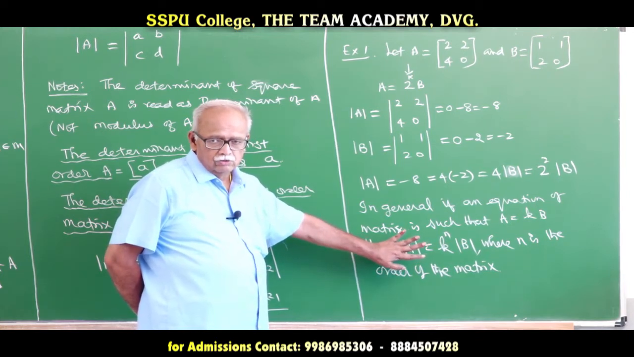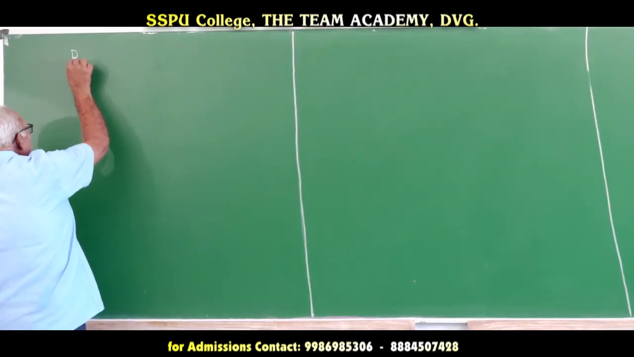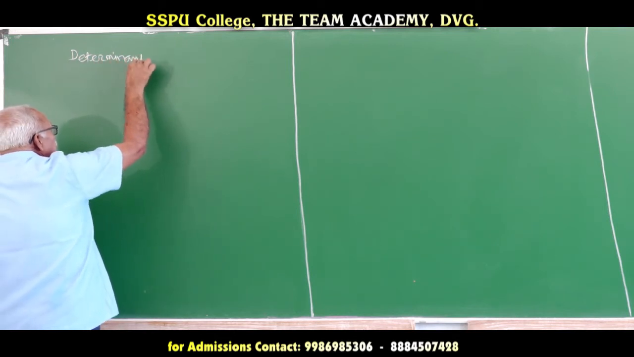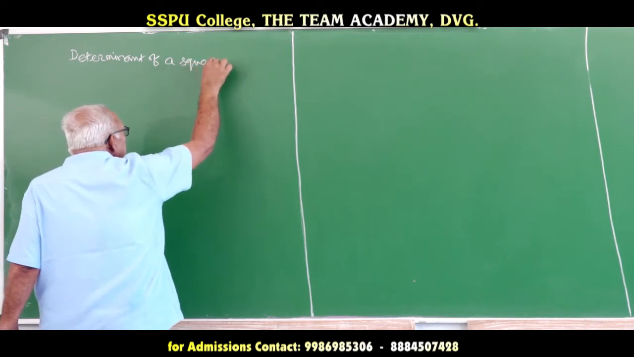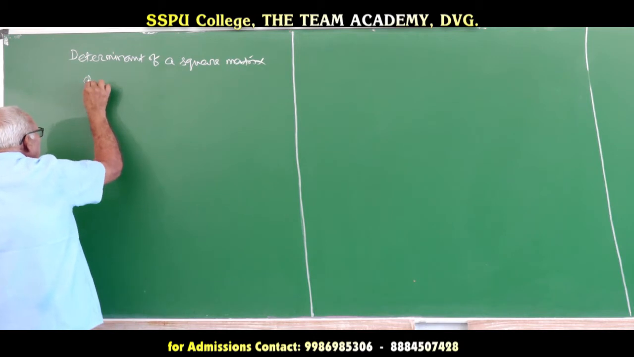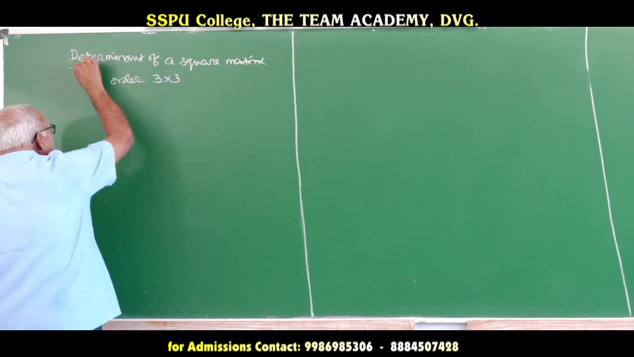Now, I will go to the third order determinant. Determinant of a square matrix of order 3 cross 3.